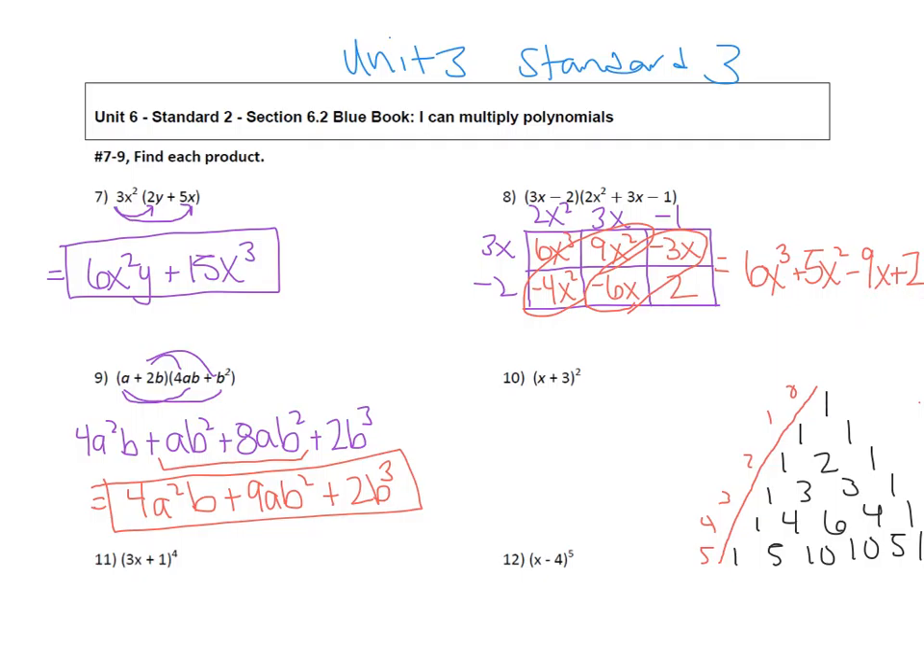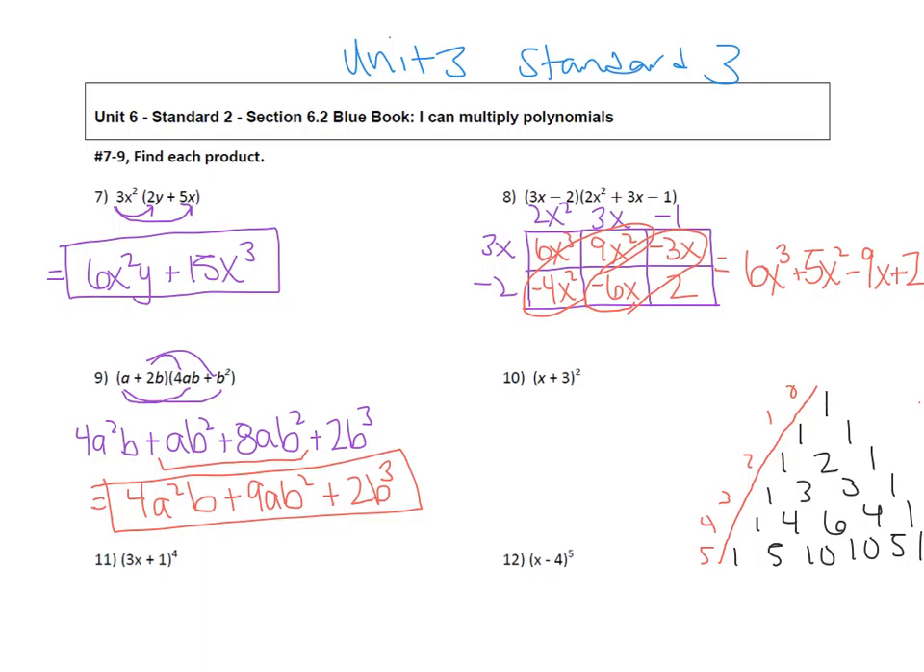Number 9, I showed you that you could do the box method, but I did FOIL in this one. So we take first times first, which is a times 4ab, which gives us 4a squared b. Outer, we get a times b squared, which is ab squared. Inner, we get 8ab squared. And then last, 2b cubed. Remember to combine like terms just like you would in the box method. And then this is our final answer, 4a squared b plus 9ab squared plus 2b to the third power.